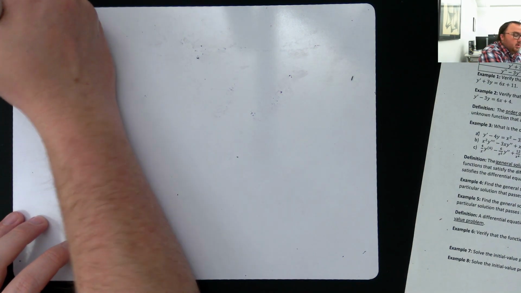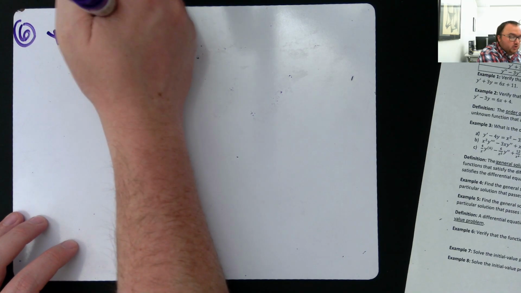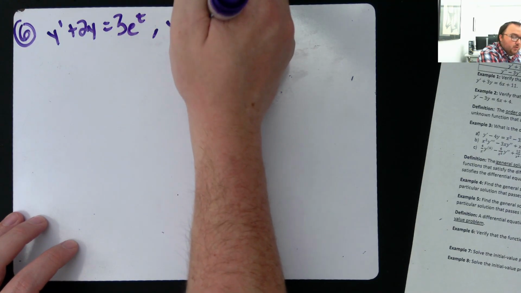Okay, so again, we're verifying that the differential equation y prime plus 2y equals 3e to the t such that y of 0 is equal to 3.